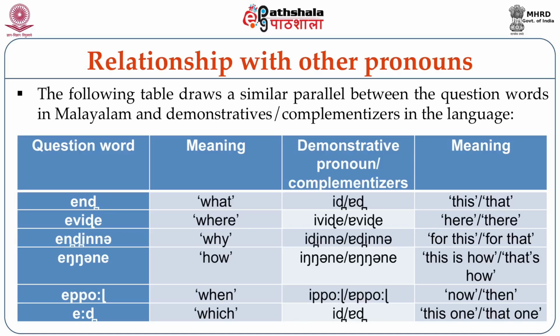So we have the parallels, though not exactly the same as in English, but you can very clearly see the phonological connection. So the question word is end, which means what. The demonstrative pronoun is id or other, meaning this or that. The question word is evide, meaning where, and the demonstrative pronoun is ivide or avide, meaning here or there. Look at the other parallels that you can see between question words and demonstrative pronouns or complementizers in Malayalam by giving some time to the table now on your screen.